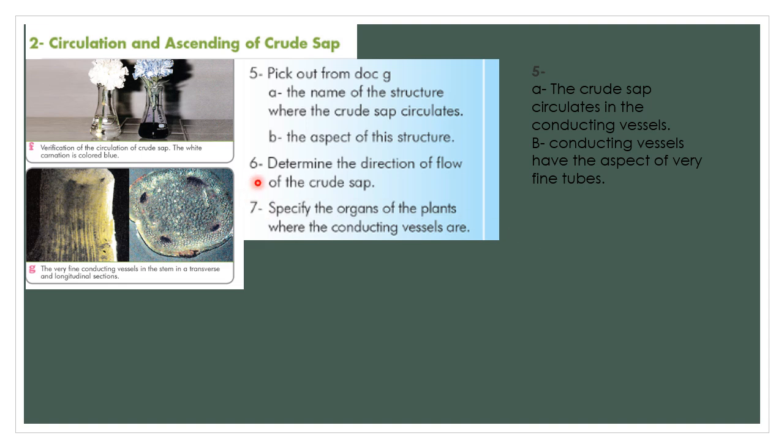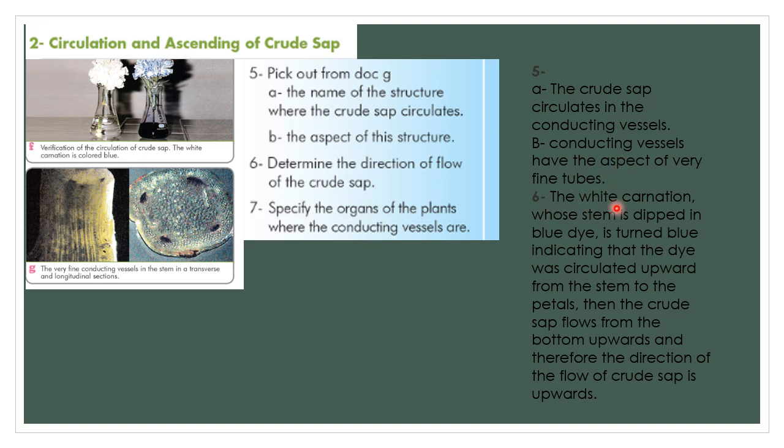Number 6. Determine the direction of the flow of the crude sap. Crude sap is found in the soil, right? So, it moves from the soil to the stem and then to the leaves. And here it moves from the stem to the petals.